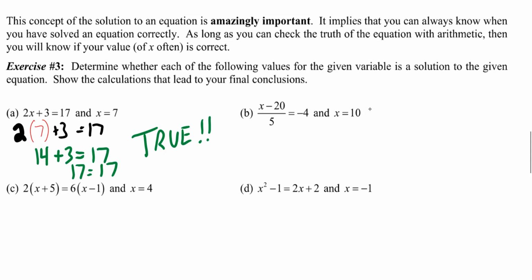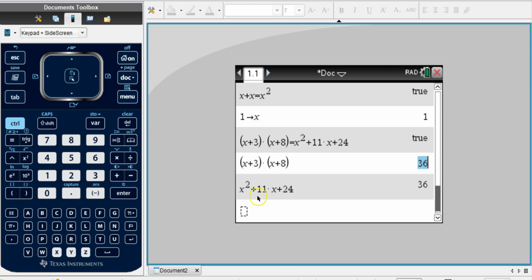Letter B's got a fraction in it. So what if we did this? Because fractions are a pain in the butt. Could I do this?